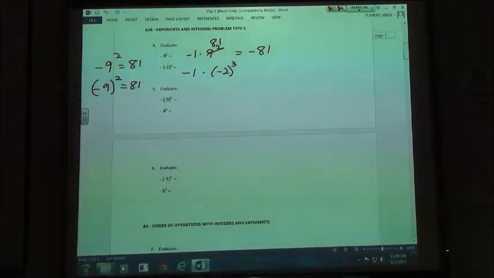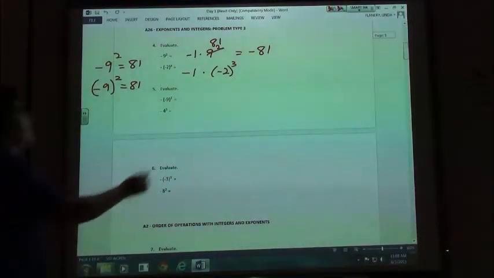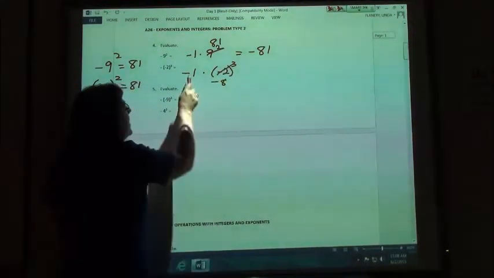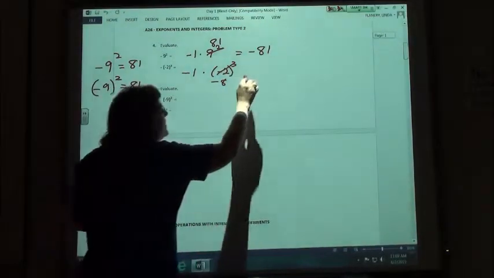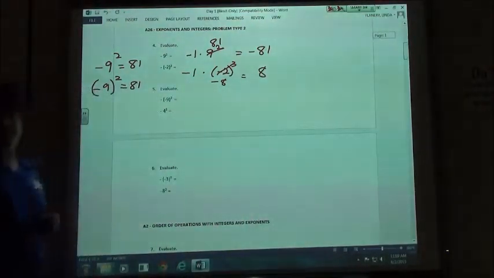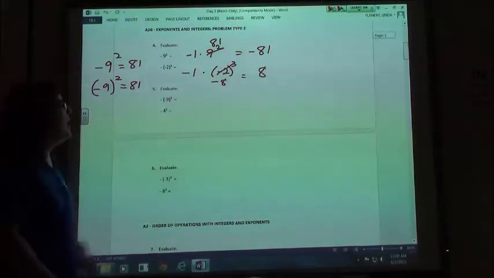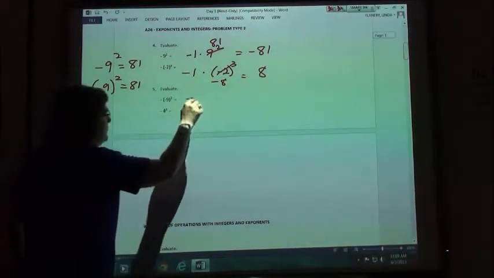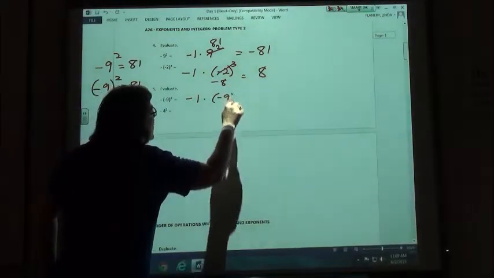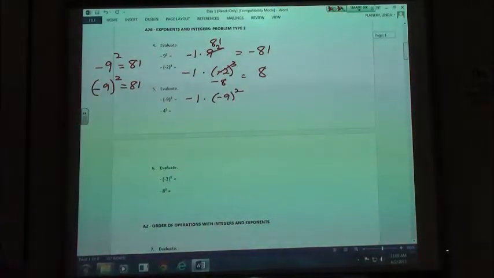I would do my exponent first. -2 cubed is -8. And -1 times -8 is +8. So, if I have -1 times -9 squared, -9 squared is 81 times the -1 in front.